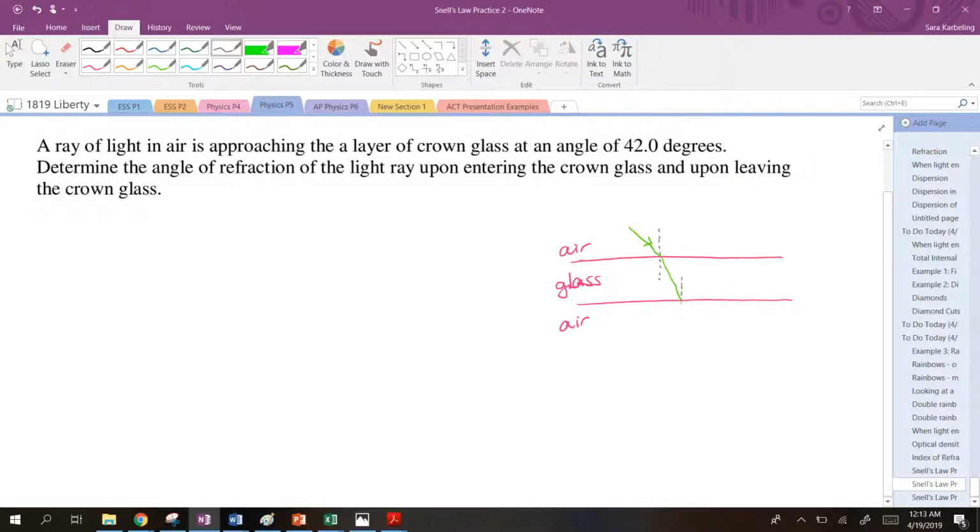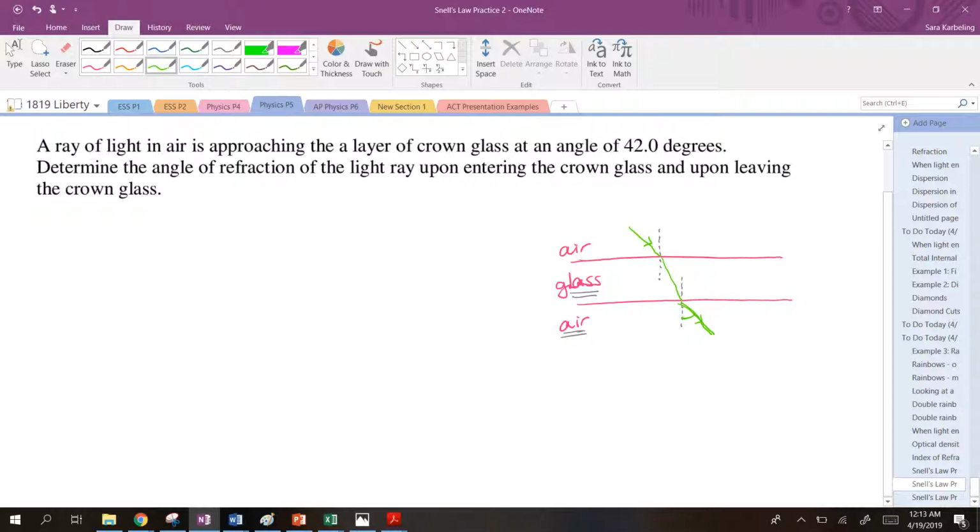And then it's going to bend when it gets to the air as well. So now we're going from a high index of refraction to a low index of refraction when we go from the glass into the air. That means it's going to bend away from the normal. Whoa, that's supposed to be a straight line. Sorry, it's not very lovely.